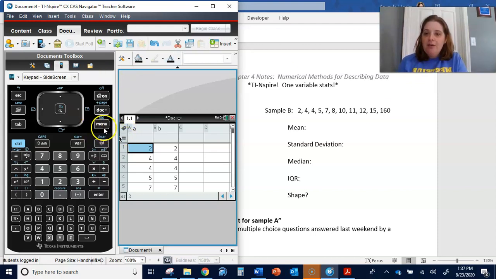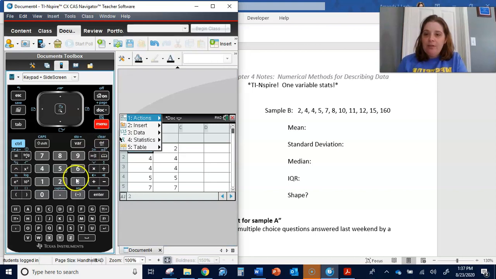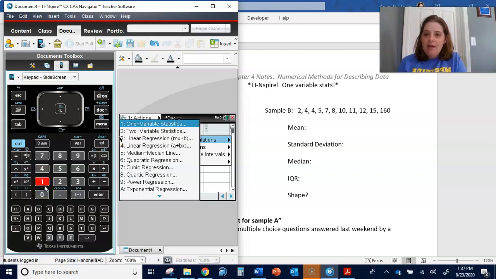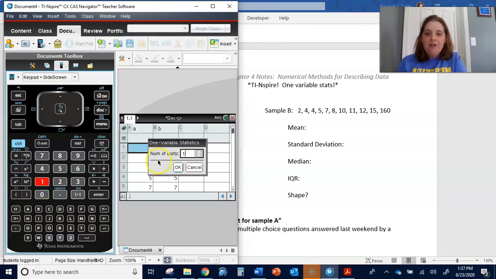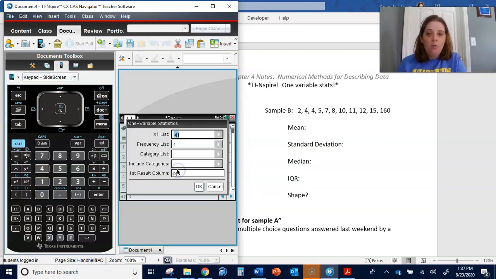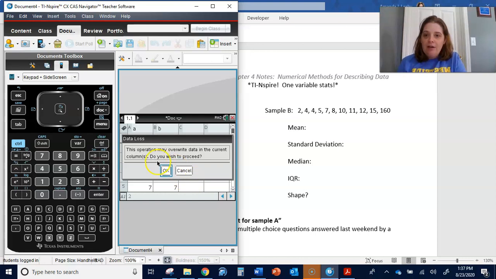All right, so I've got them in here, and I'm going to go Menu, Statistics, Stat Calculations, and one variable statistics. It says number of lists. I'm just going to keep selecting one here. It says my X1 list. I'm going to click down here and say A. There's no frequency or categories here.